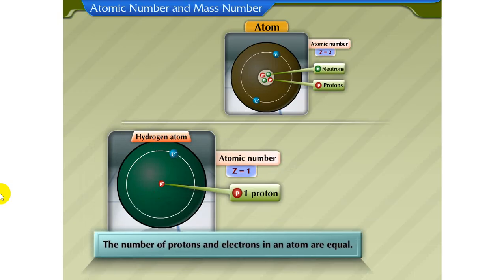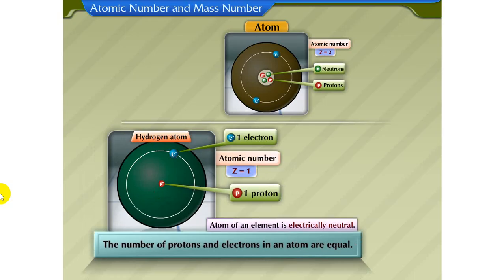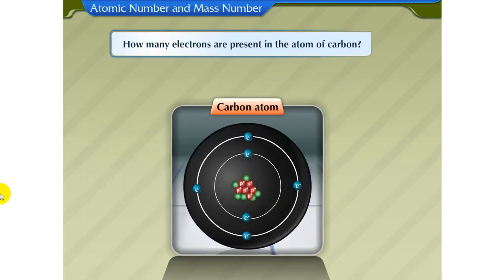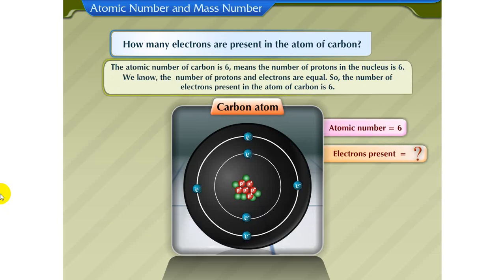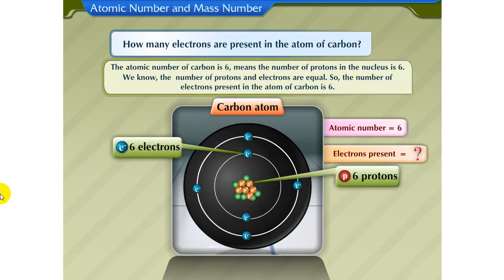The number of protons and electrons in an atom are equal. Thus, the atom of an element is electrically neutral. How many electrons are present in the atom of carbon? The atomic number of carbon is 6. Means the number of protons in the nucleus is 6. We know the number of protons and electrons are equal. So, the number of electrons present in the atom of carbon is 6.